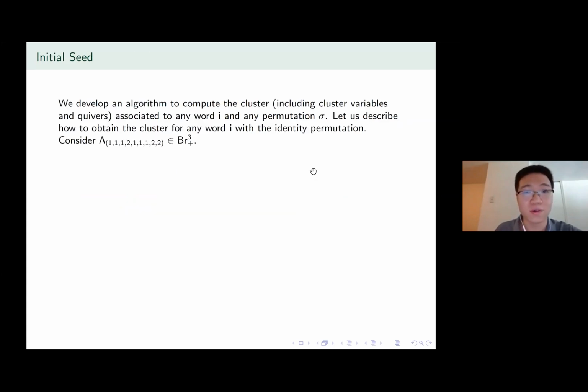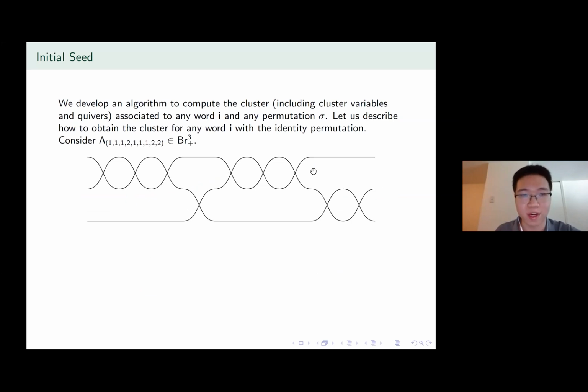Okay, so there's also a way to draw the initial seed. This is basically following the amalgamation process. I'll be really quick. Just draw the braid, put a vertex in each face. By the way, what I'm drawing here is the initial seed corresponding to the identity permutation. For the other permutations, we have an algorithm of computing the result from the identity one, so we just describe how you do the identity one.